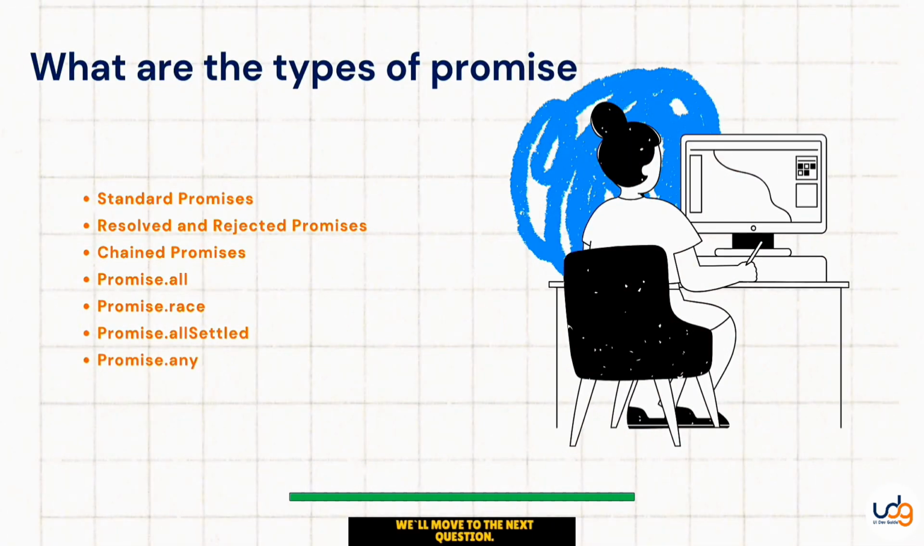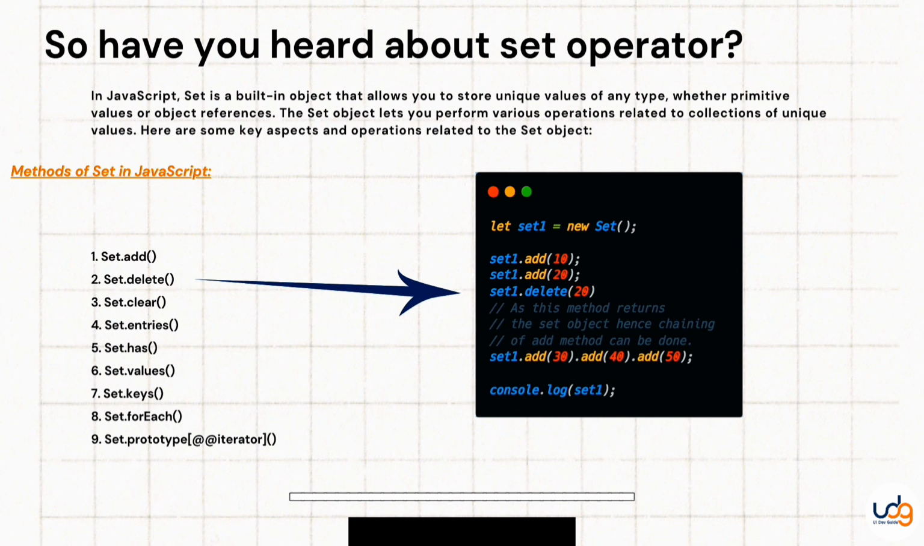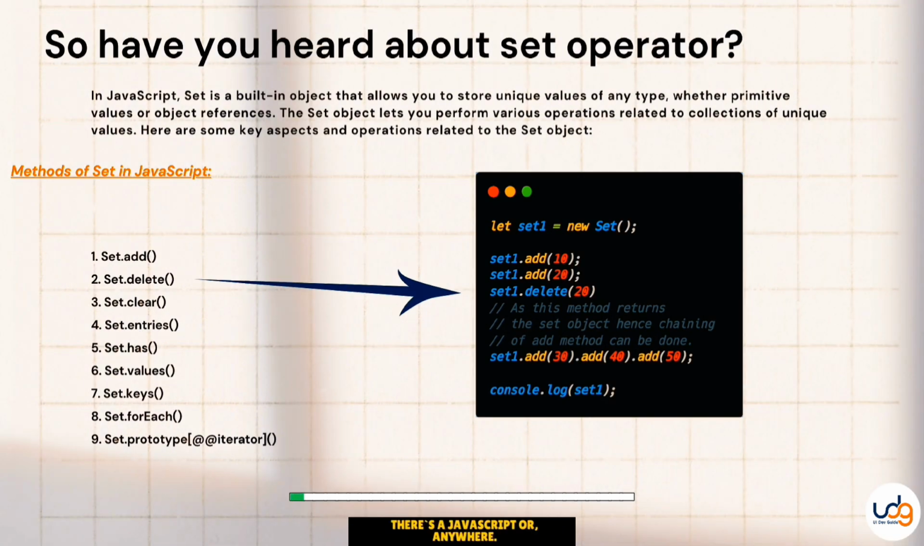We'll move to the next question. Have you heard about set operator? Set operator is a JavaScript or Angular thing, anywhere. As I was reading an article, in Angular 16 there is a new feature included, which is signals. No, not signal. Set, that is a method of that.